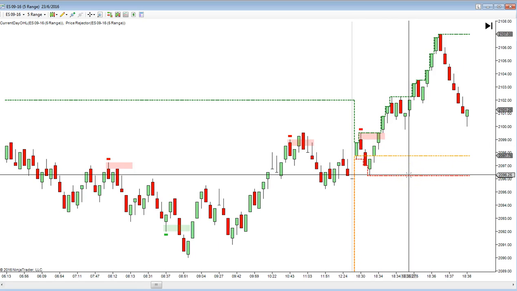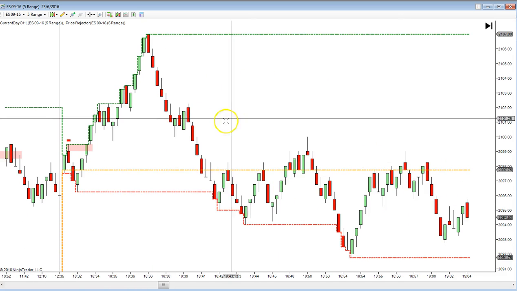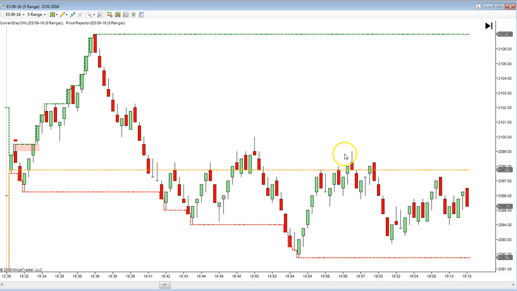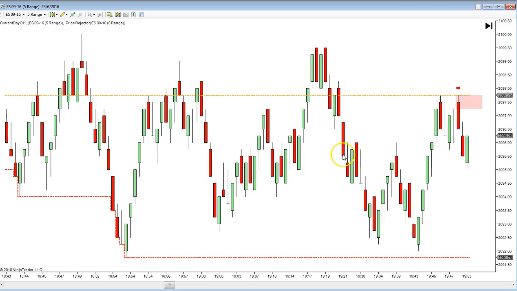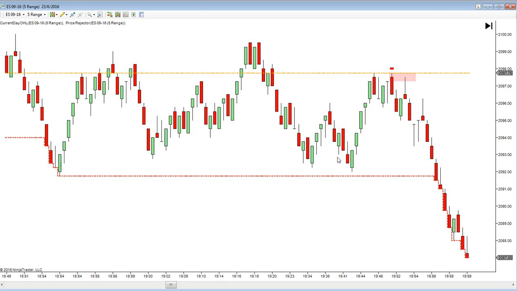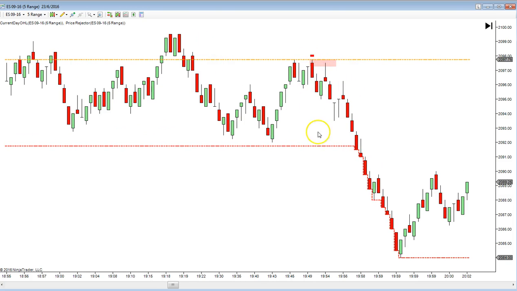Okay, so now we're getting into crazy time. Again, this is the 24th, this is Friday. Brexit vote results coming in. Trading a 5-range chart, I think, is not the best thing. The market was volatile at that time. It's moving around, not a lot of volume, really. You're going to see signals that work, and you're going to see signals that didn't work.